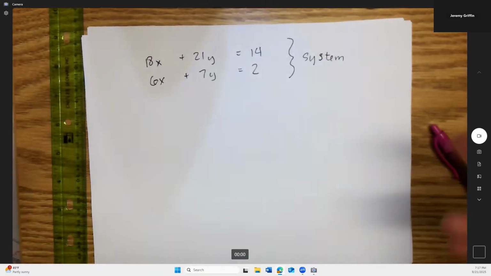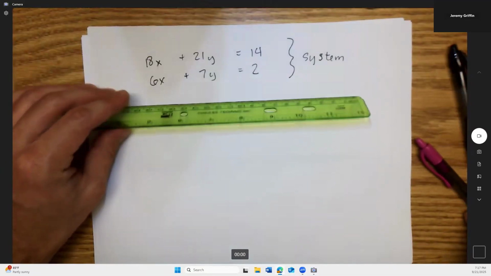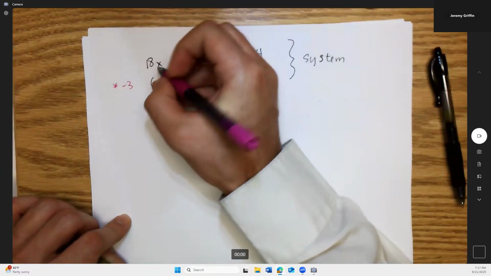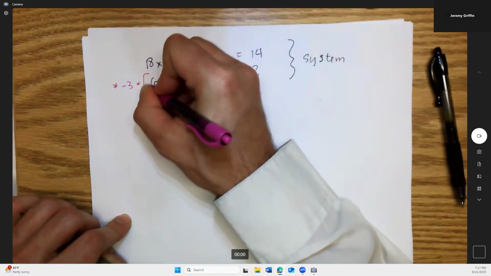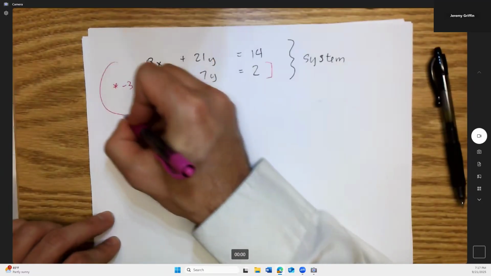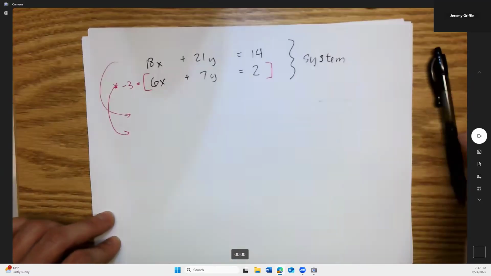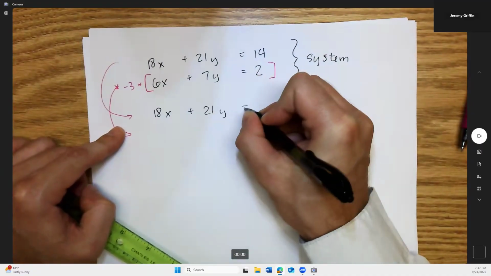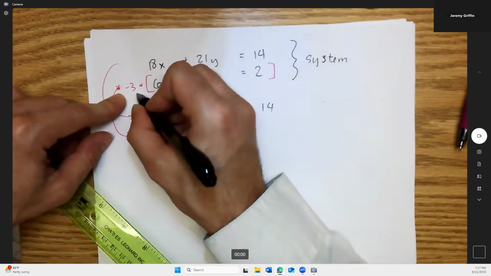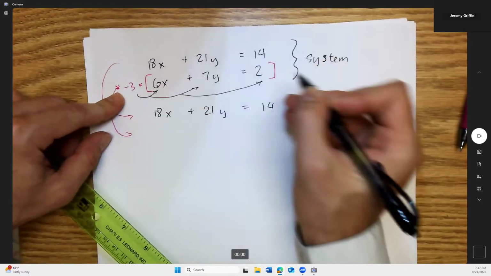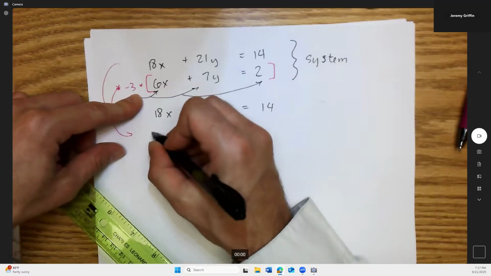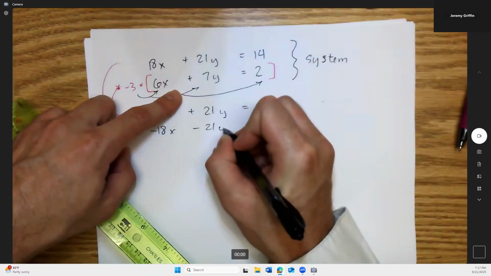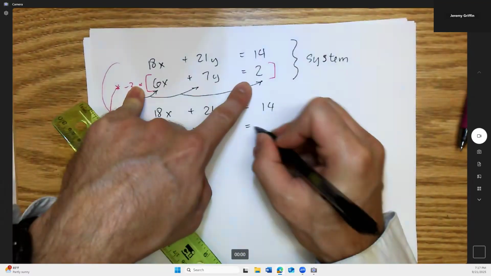Let's say I didn't recognize that, and I'm just going through the process. What I might want to do is multiply this bottom one by -3. Let's rewrite the system. The top equation I will leave as it is: 18x plus 21y is 14. This bottom one, if I do -3 and distribute that into all three parts, both sides of the equation, I get -18x, -21y, and then this is -6.